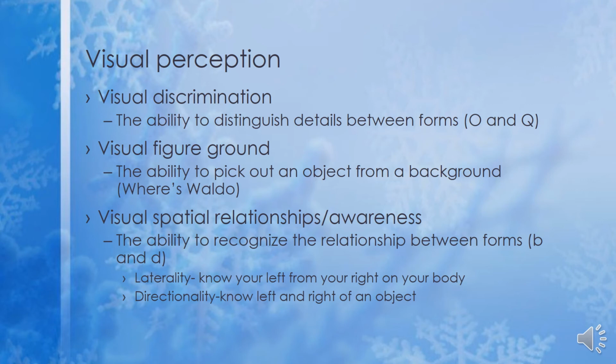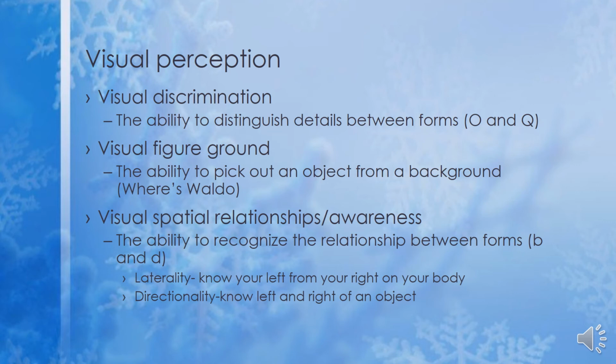Visual spatial relationships and visual spatial awareness. There's two parts to this one. There's laterality, knowing left and right on your own body, and directionality, which is knowing the left and right side of an object. So it distinguishes the relationships between objects. B and D confusion is the classic example here.